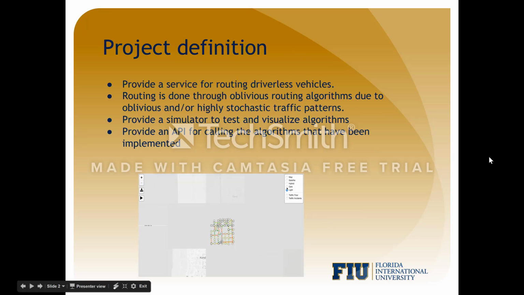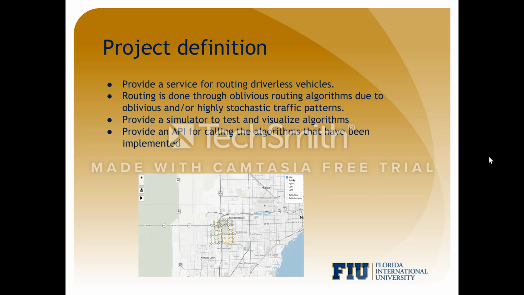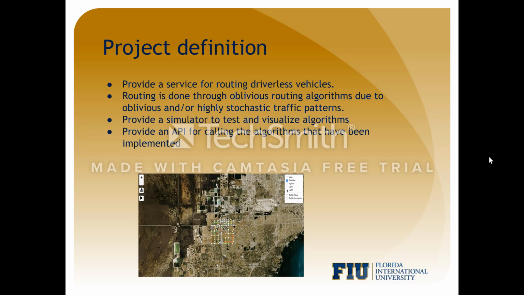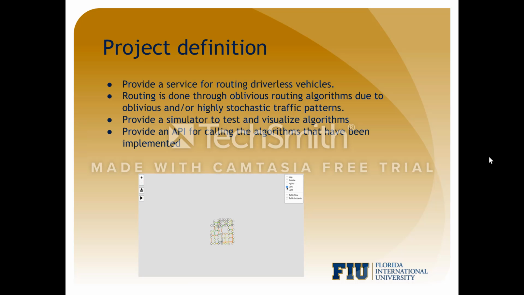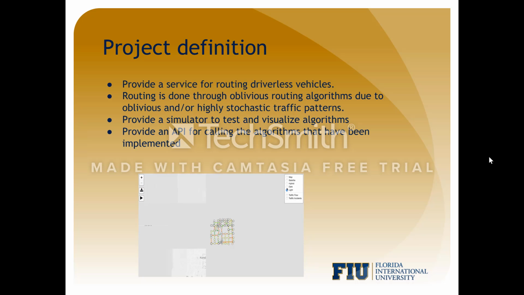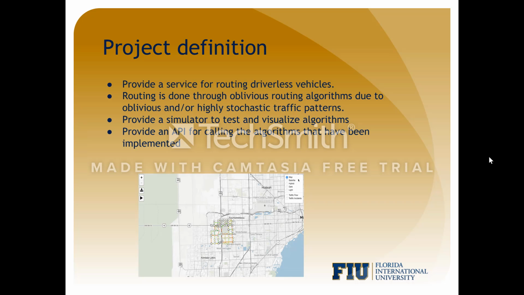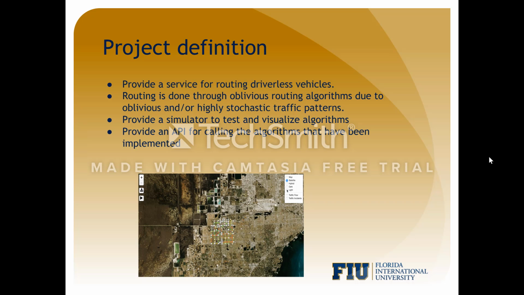The purpose of this project is to provide a way for routing driverless vehicles. This routing is done using oblivious routing techniques, which take into account the highly randomized traffic patterns. Another goal for this project is to provide a simulator to test and visualize these algorithms, along with providing an API to be able to call these algorithms.